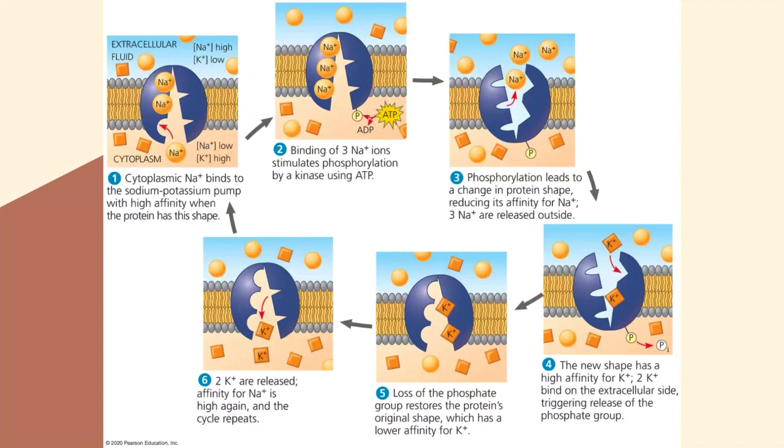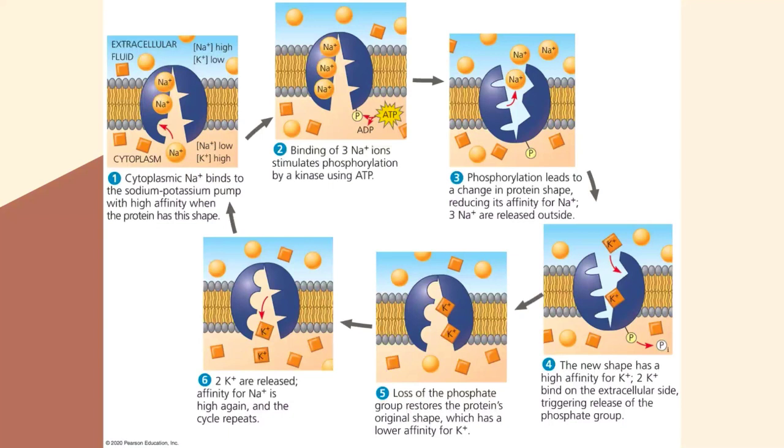Basically what is happening, 3 sodium ions bind to the pump from the inside of the cell, from the cytoplasm. ATP is used, and that causes the protein to change shape. The sodium ions are released to the outside of the cell, and now 2 potassium ions from the outside of the cell can bind to the other side of the protein, and the protein flips back to its original state, and the potassiums are released into the cell.